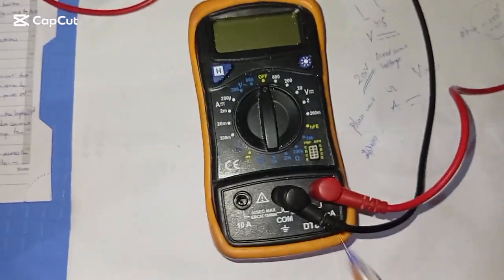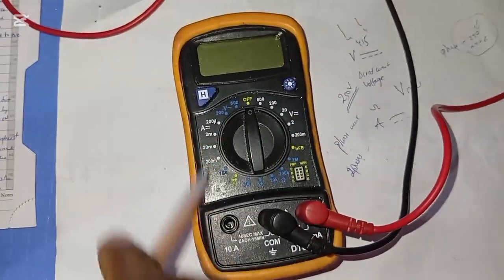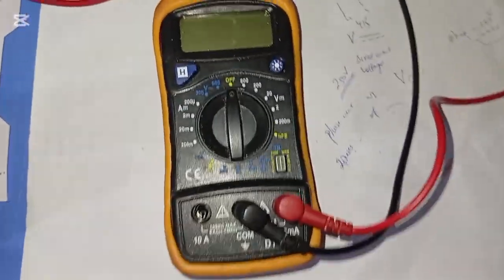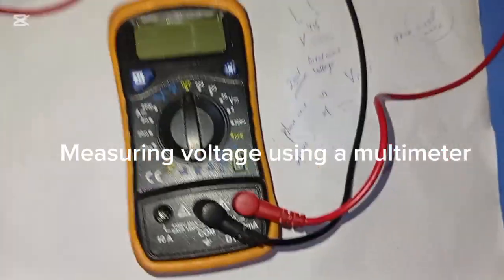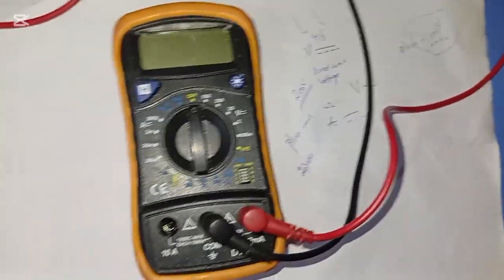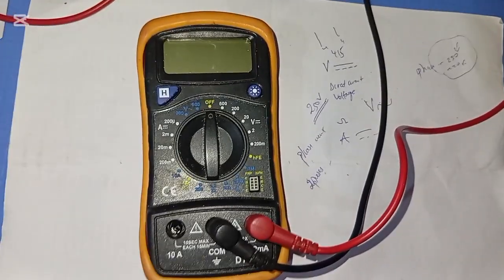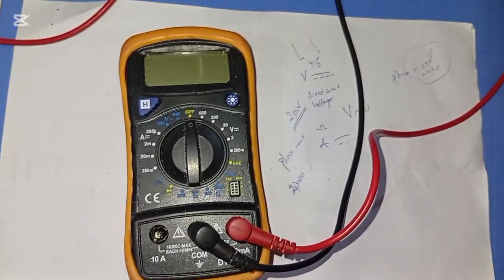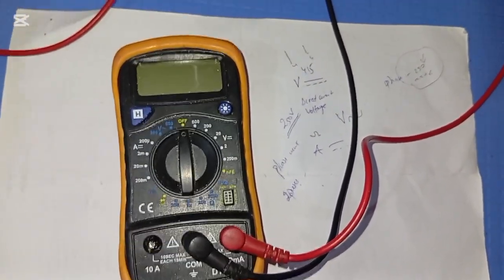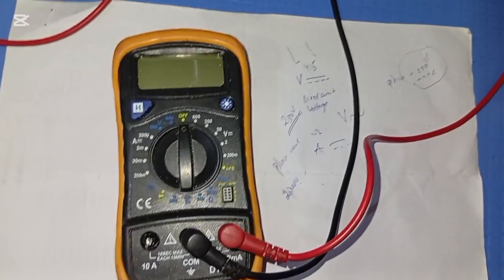Today we are going to see how to measure different scale parameters on this multimeter. Number one, we have voltage. What is voltage? Voltage is the driving influence that causes or pushes current to flow in the circuit. So we are going to measure that driving influence which pushes current to flow.